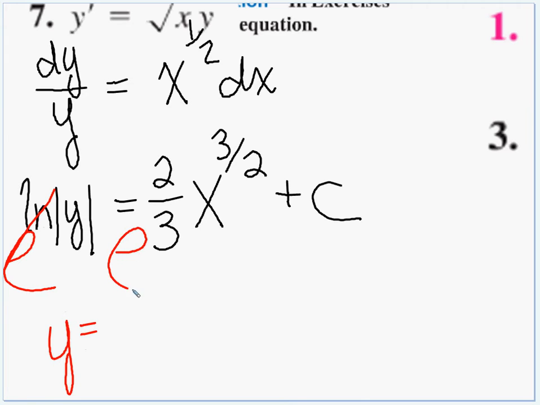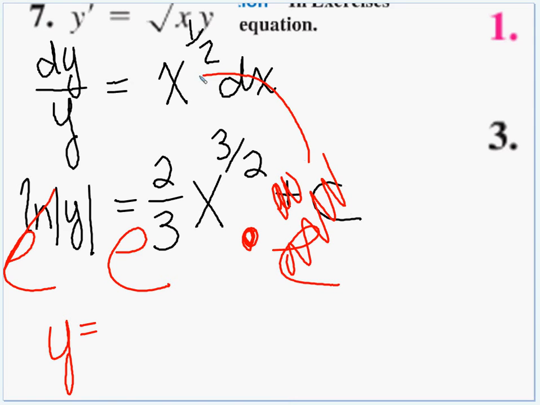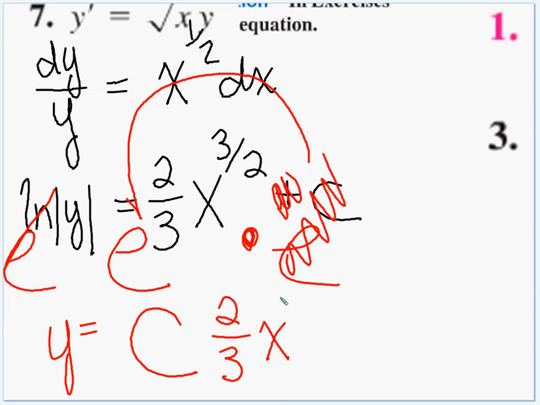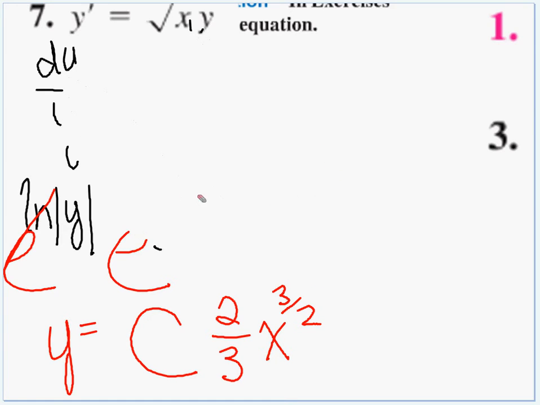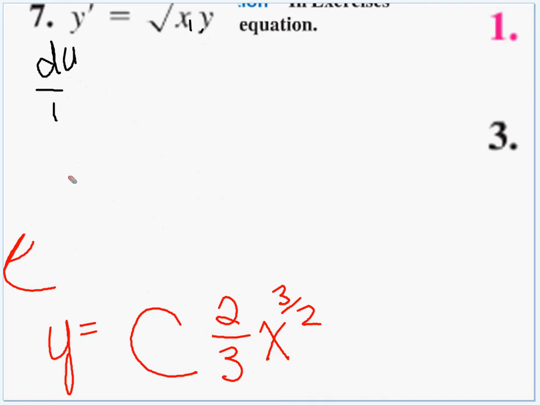Now, when we base e this side, remember, this is one big exponent. So since we're adding these exponents, this now becomes a times e to the c, and that e to the c is just going to turn into a constant, and we'll put that constant here in the front. C, 2/3 x to the 3 halves power. And this is getting a little messy. We'll get that out of the way.